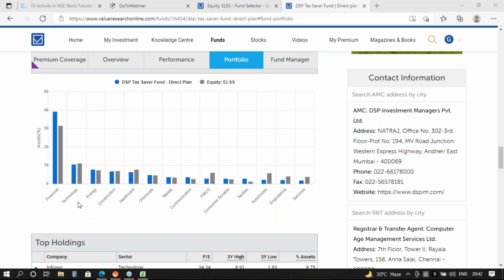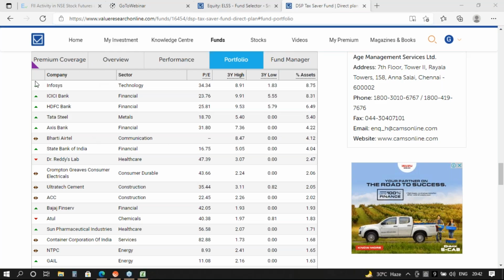When you scroll down, the stats say the majority of your allocation is done onto financials, then technology, then energy, construction, healthcare, etc. And at present, listen to me, DSP BlackRock is allocating out of rupees 100. Let's say you've deposited 100 rupees. So how is your 100 rupees being bifurcated? Out of 100 rupees, the maximum 8.75 rupees is allocated towards Infosys, 8.31 towards ICICI, 6.49 towards HDFC Bank, 5.4 Tata Steel, etc. You should know, first of all, where your money is allocated.